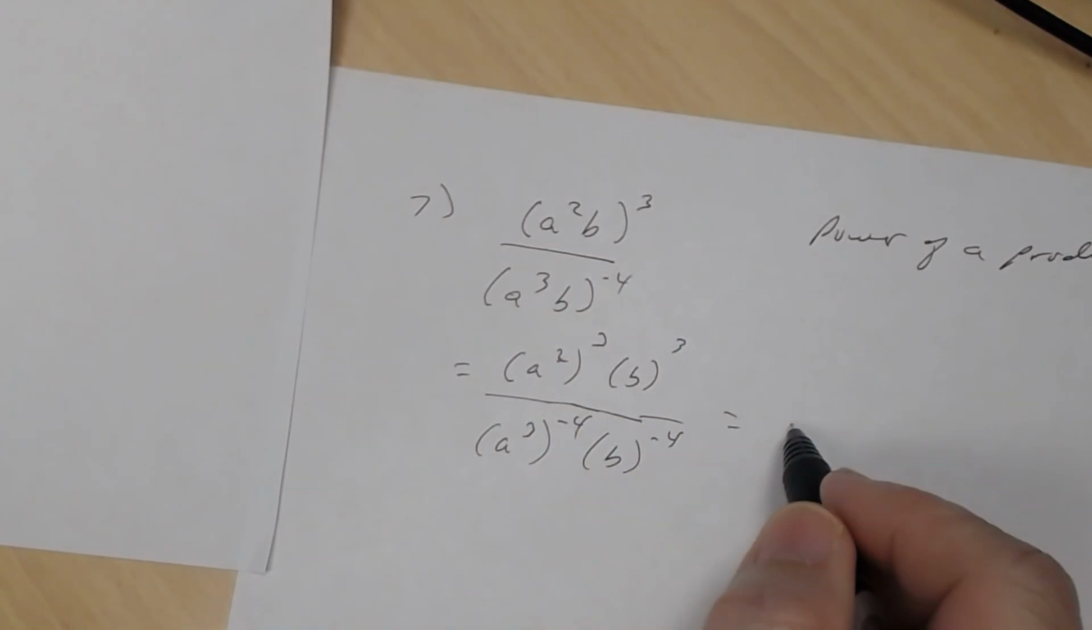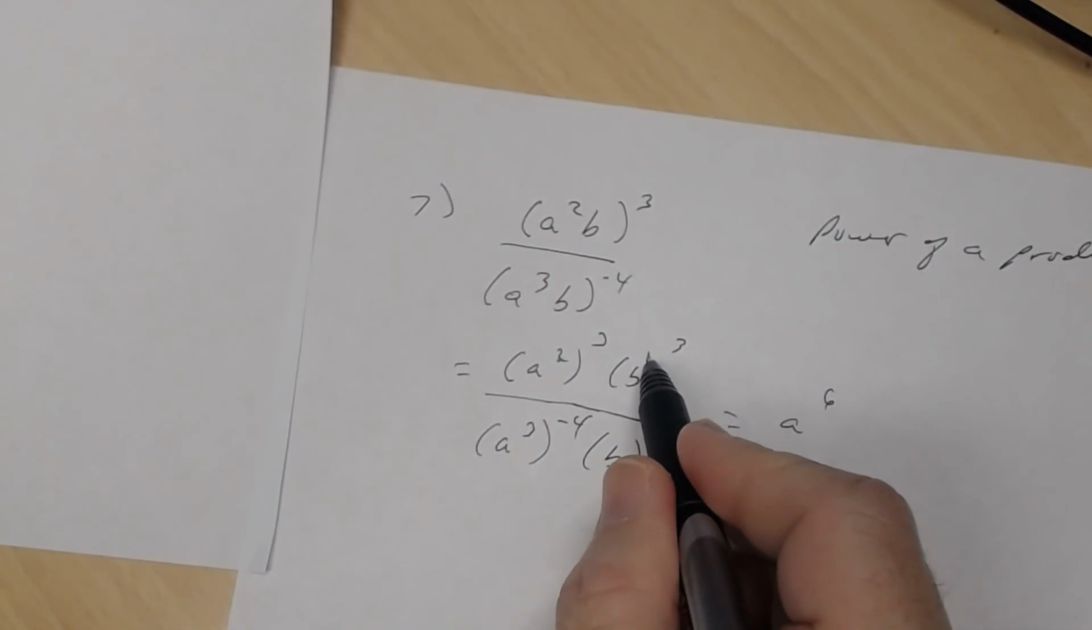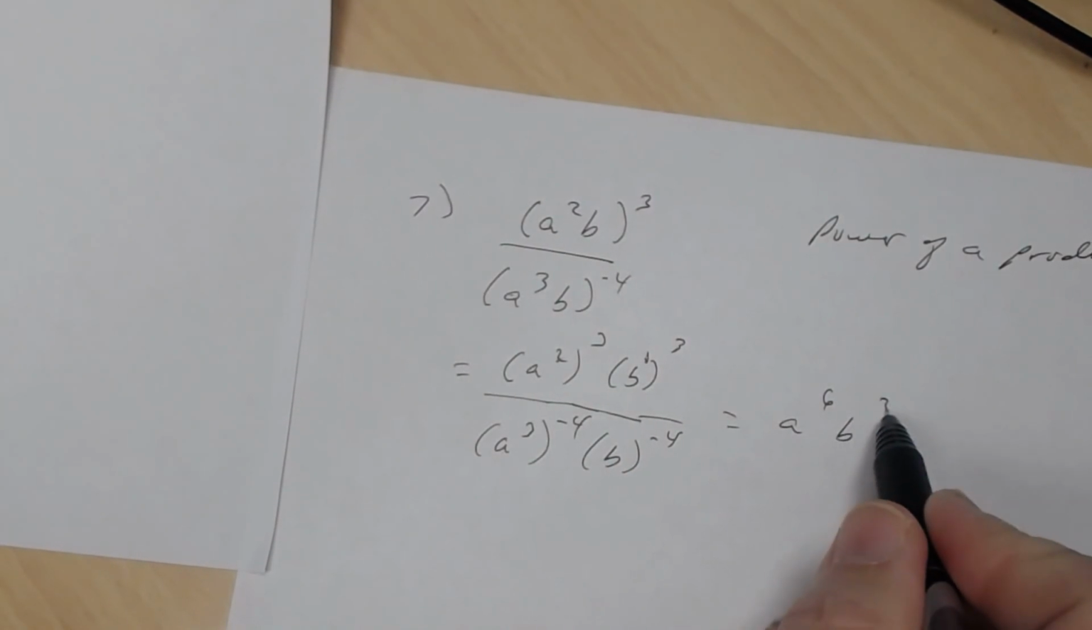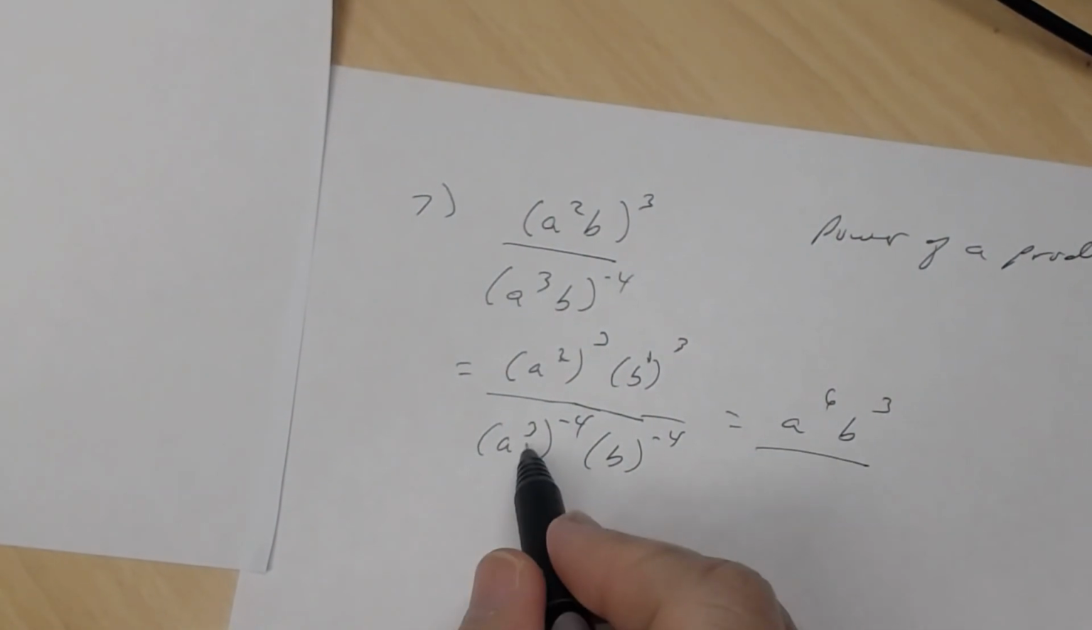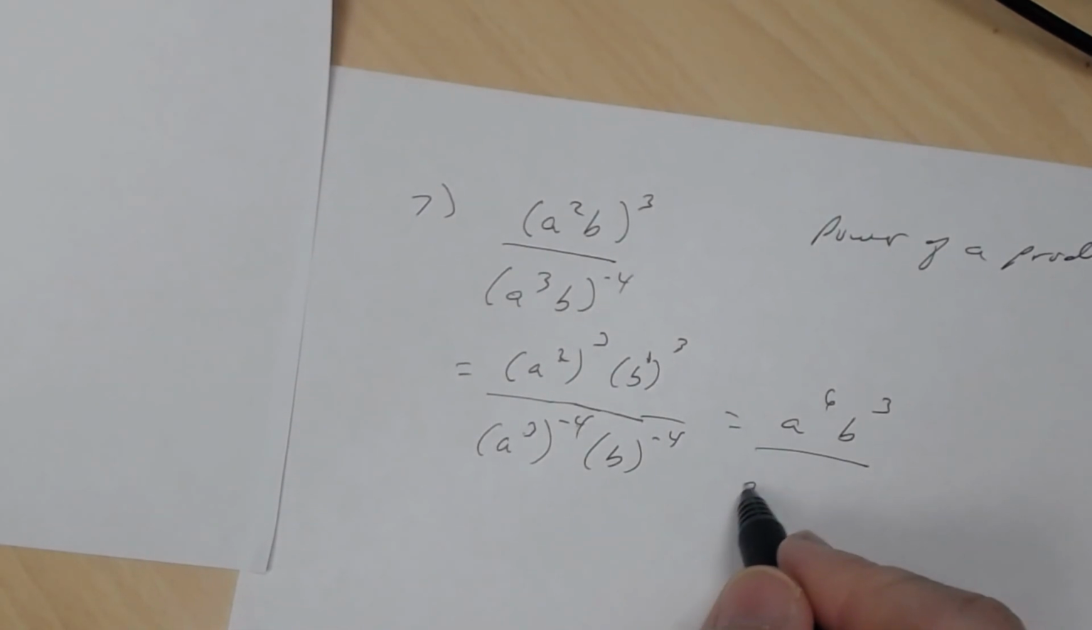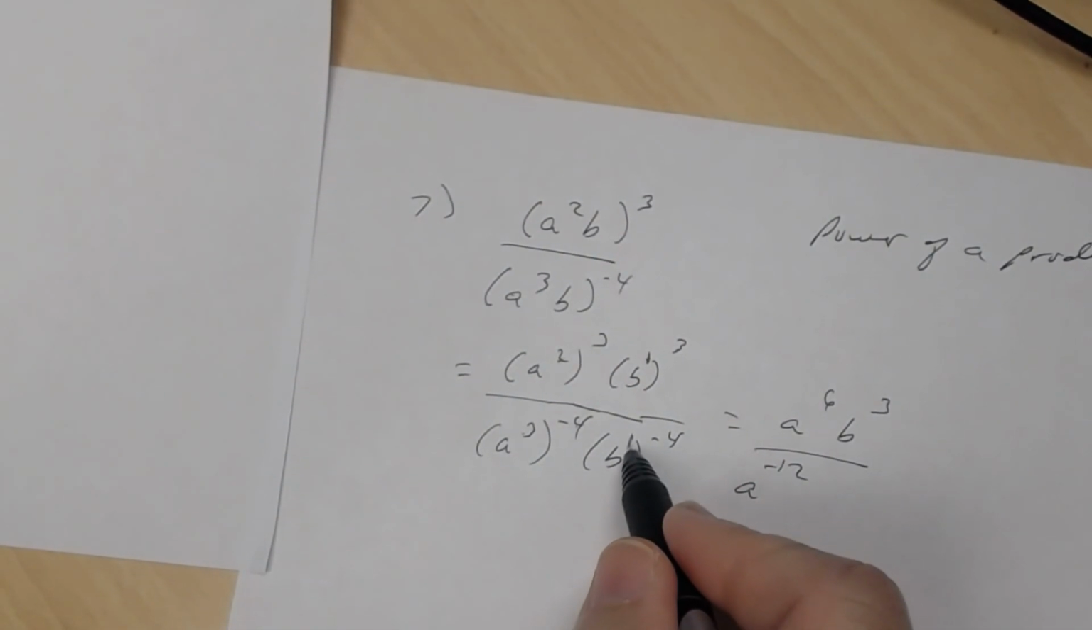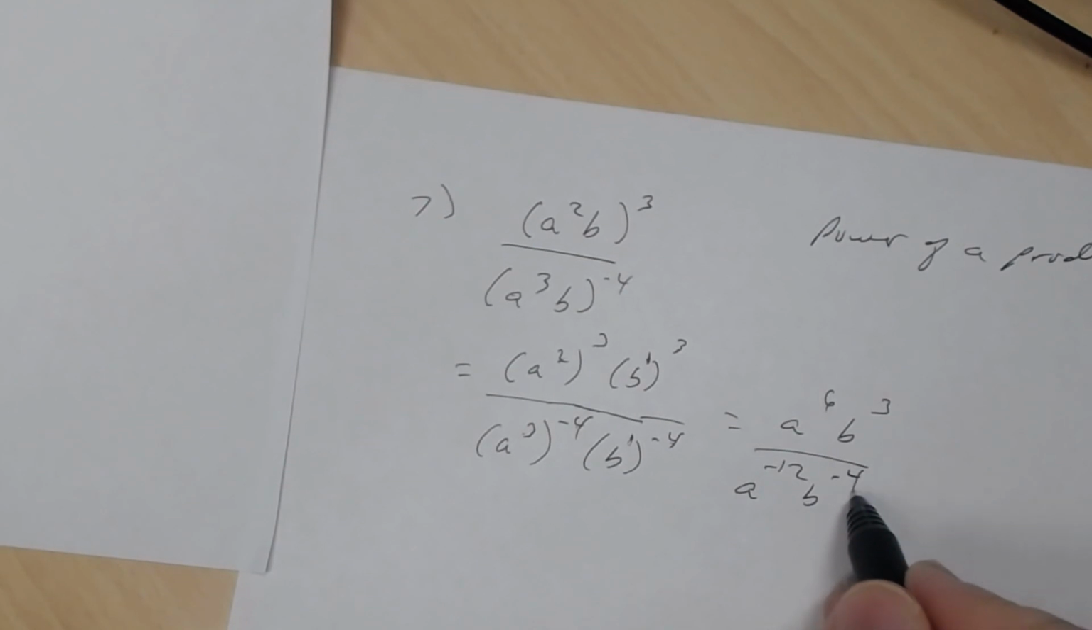So 2 times 3 is 6. I get a to the 6. This right here is understood to be a 1. 1 times 3 is 3. It says b to the third, divided by a to the 3 times negative 4, which is negative 12. And then that's a 1 right here. 1 times negative 4 is negative 4.